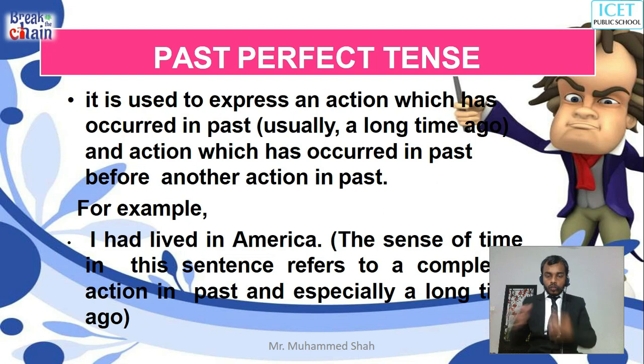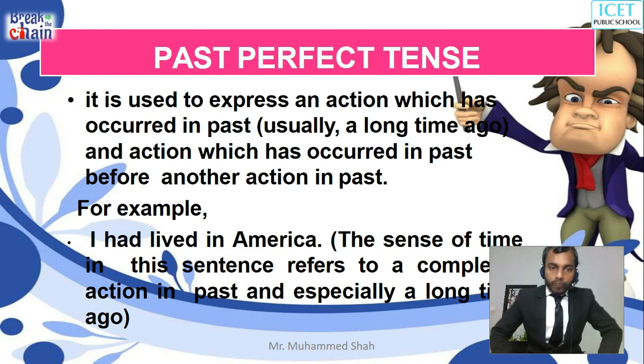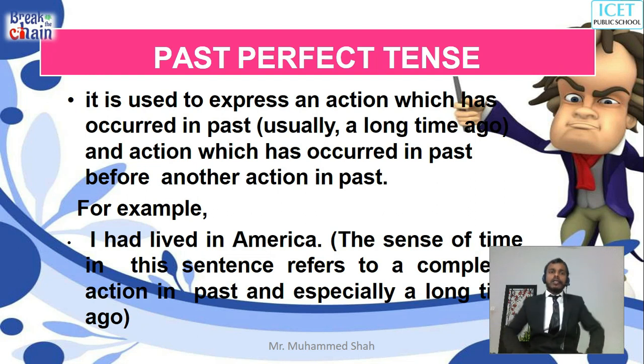Okay. So the train left. That happened first. Then, coming, I ran fast. So in that past, two things happened. In that case, to express what happened first, we use the past perfect tense. Example: I had lived in America.